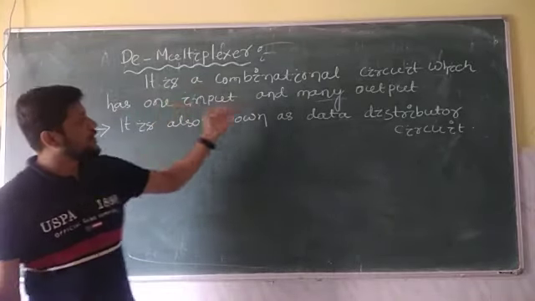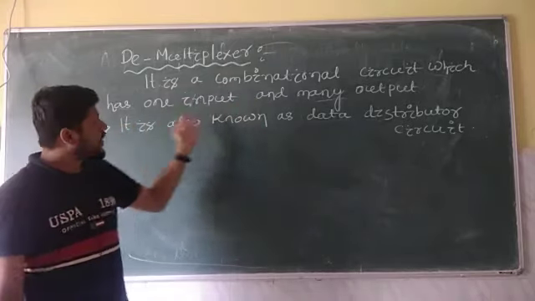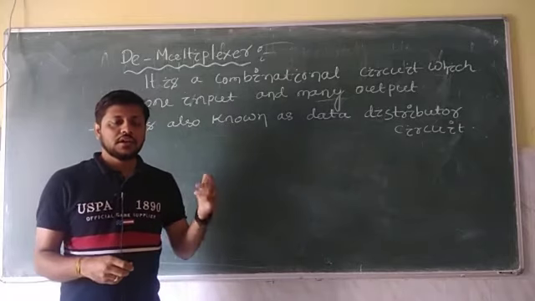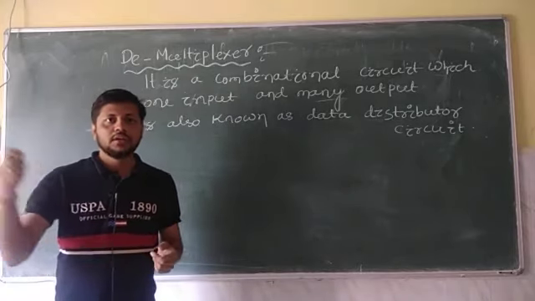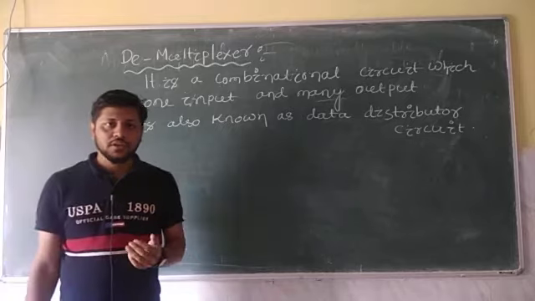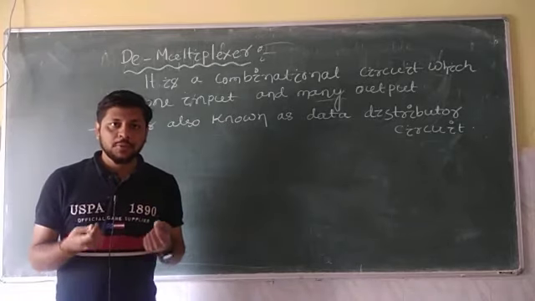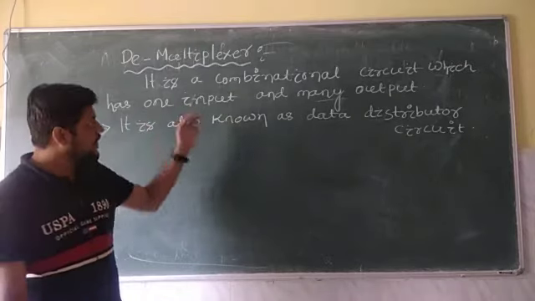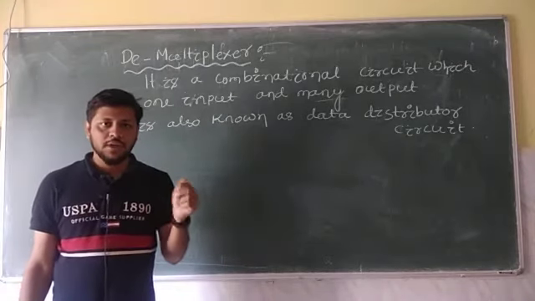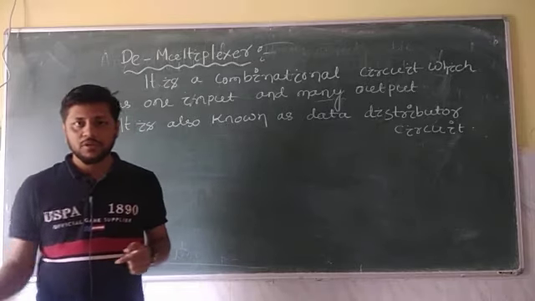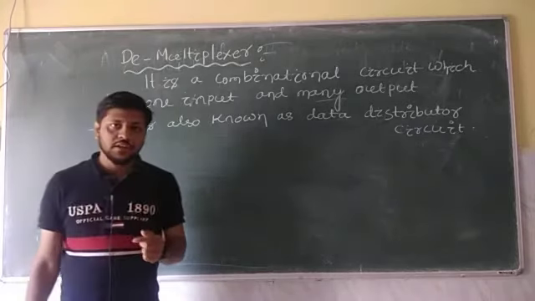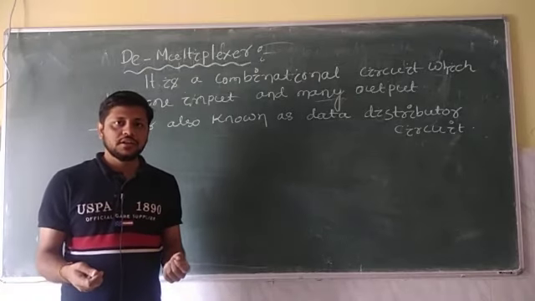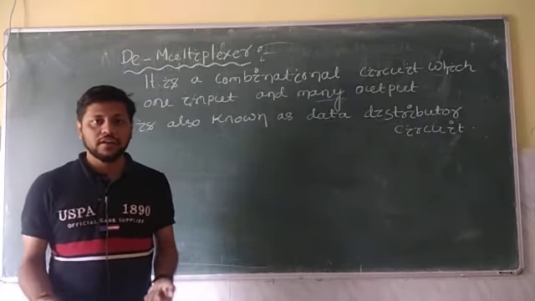A demultiplexer is a combinational circuit which has one input and many outputs. In the case of a multiplexer, we saw that it has many inputs and one output, with a switch and a selection line that selects one of the inputs and connects it to the output. But in this case we have one input but many outputs. Which output line is connected with the input line is selected by the selector line.